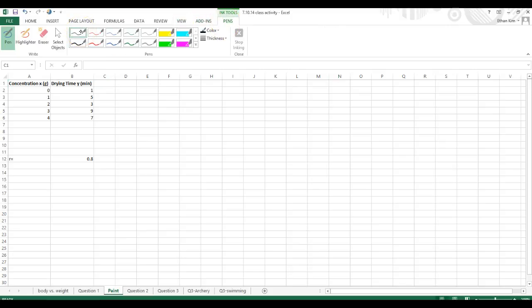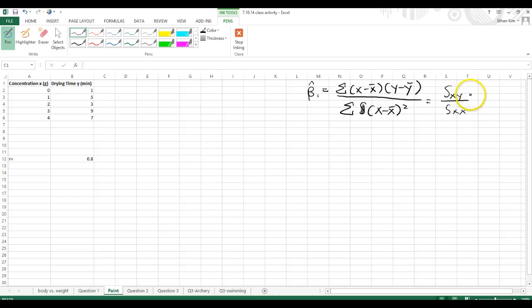So the slope is the sum of x minus x bar times y minus y bar, divided by the sum of x minus x bar squared. This is the standard deviation of xy and the standard deviation of xx. You don't really have to know what these two represent, because we're going to learn about this in detail later on, but that's just how the formula works. So xy is how x and y vary together, and xx is how x varies within itself.